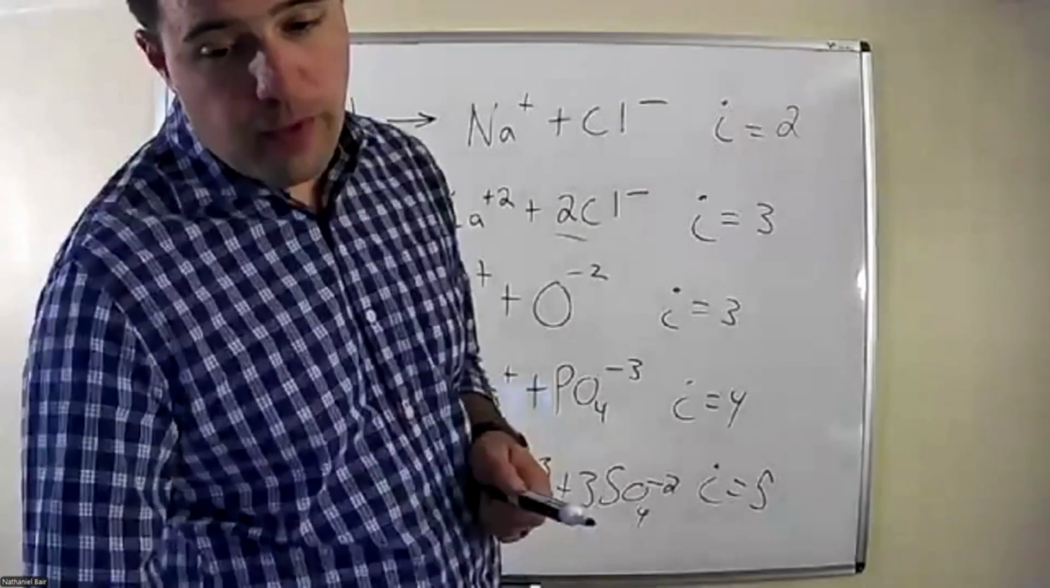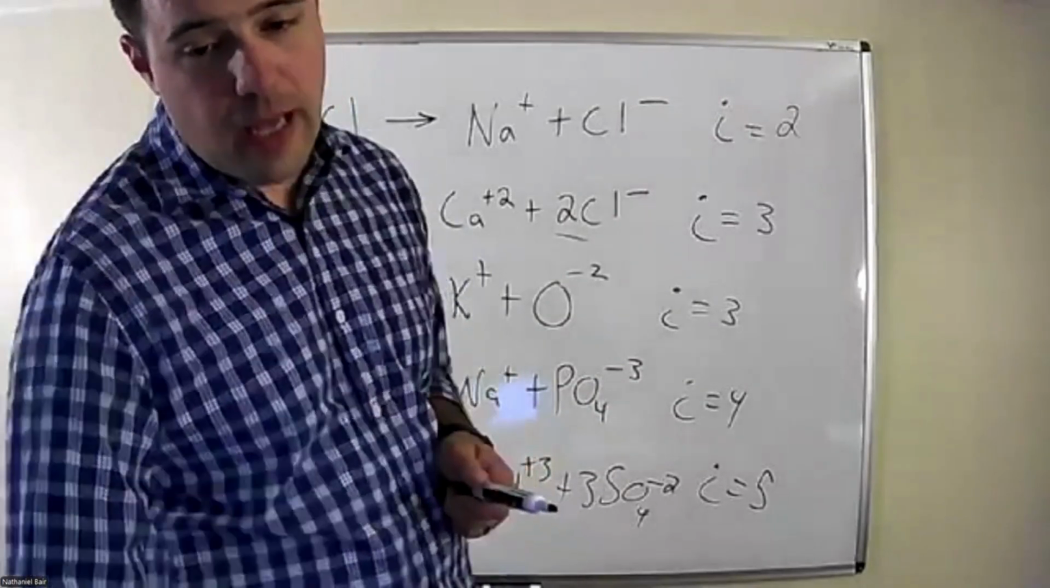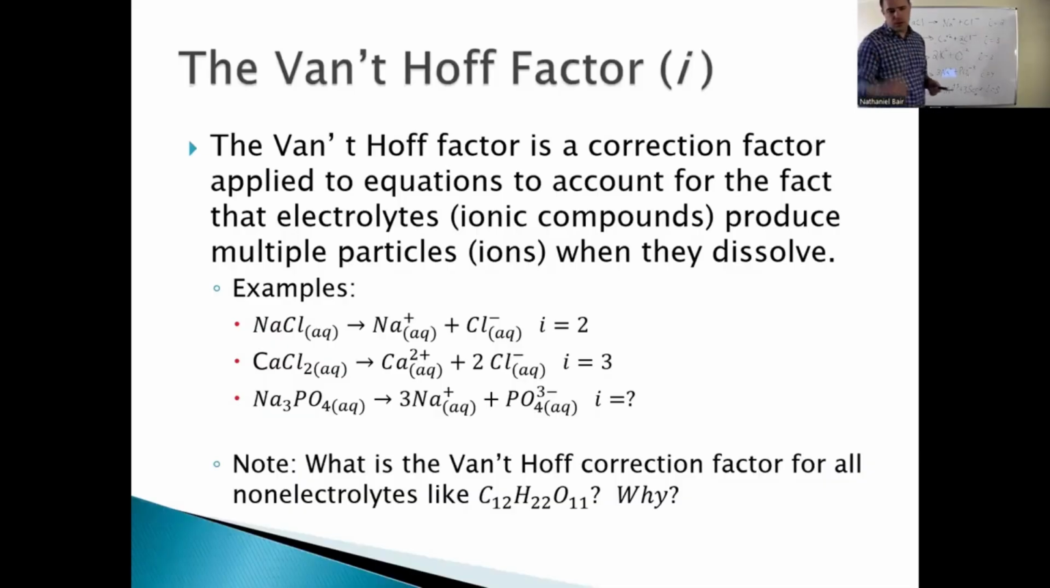So how do you spell Van't Hoff and all that jazz? It's on this slide. So Van't Hoff correction factor, abbreviated with cursive i. And we actually already did this guy. This guy was a Van't Hoff correction factor of 4. Right, and that was one of the ones that we did on the board.